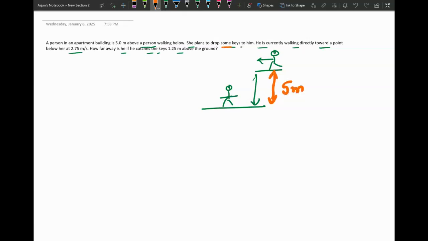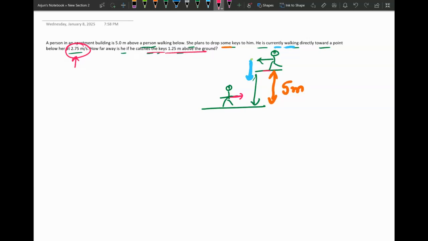She plans to drop the keys to him. So if she's going to drop the keys, she's going to drop them in the downward direction, and he's currently walking directly towards the point. So this person is walking in this direction, towards her, at 2.75 meters per second. How far is he when he catches the key at 1.25 meters above the ground?